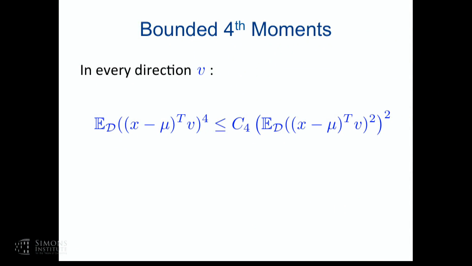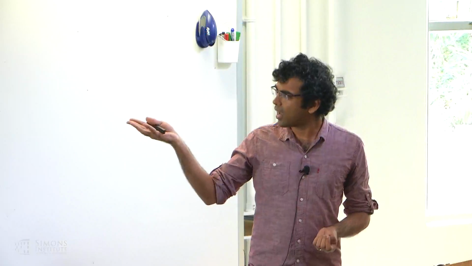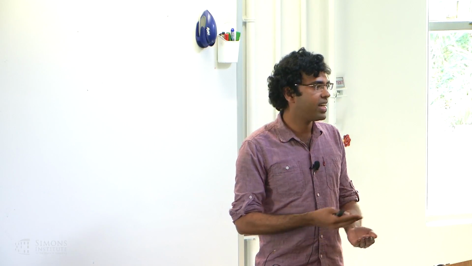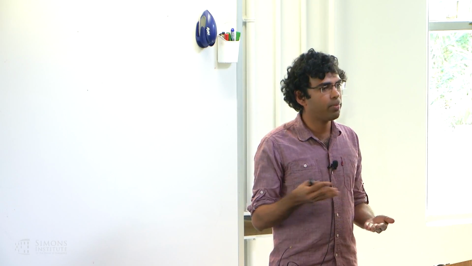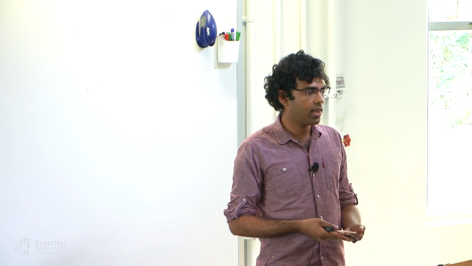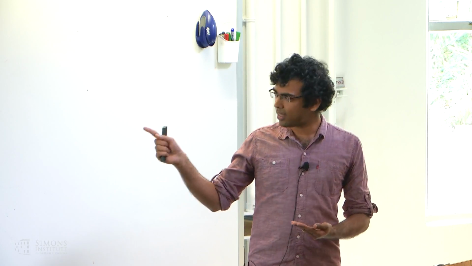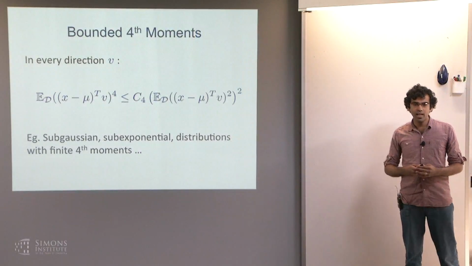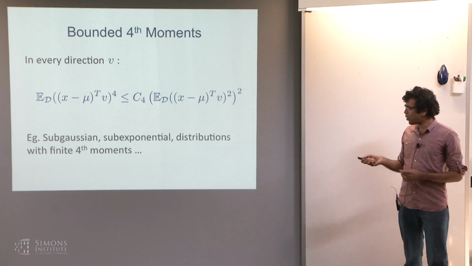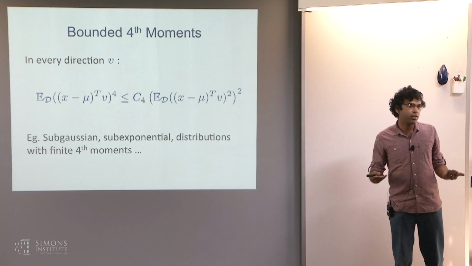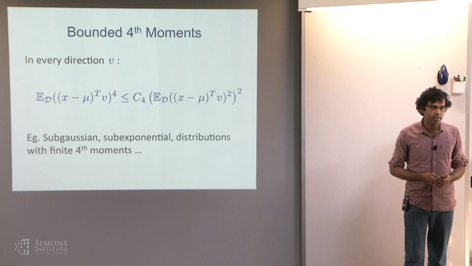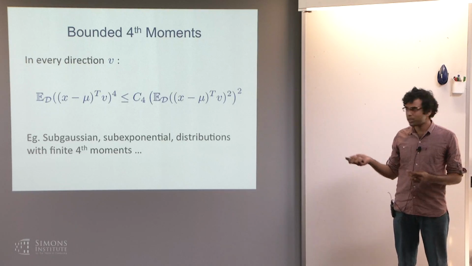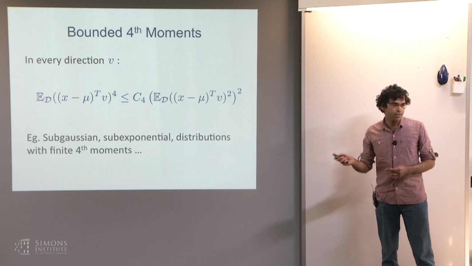The algorithm needs some assumption on the distribution, and the distribution has to satisfy what's called bounded fourth moment. That is, in any direction, the fourth moment should be at most C4 times the second moment squared. The error guarantees can be parameterized in terms of C4, but for this talk I'll assume C4 is some constant. Many general classes of distributions satisfy this property. If a distribution has finite fourth moment, then this is obviously true, and sub-Gaussian, sub-exponential, and many other distributions satisfy this.